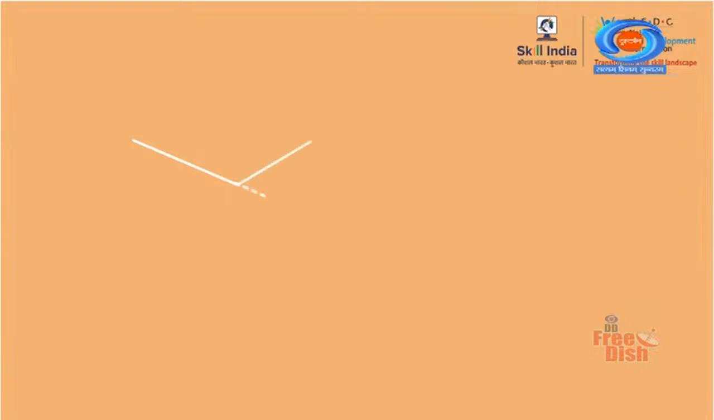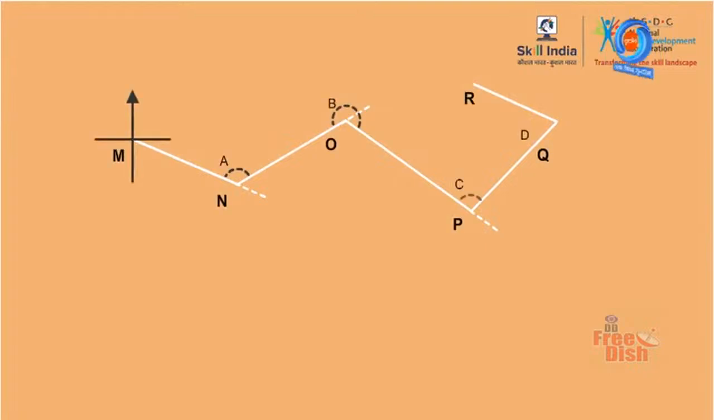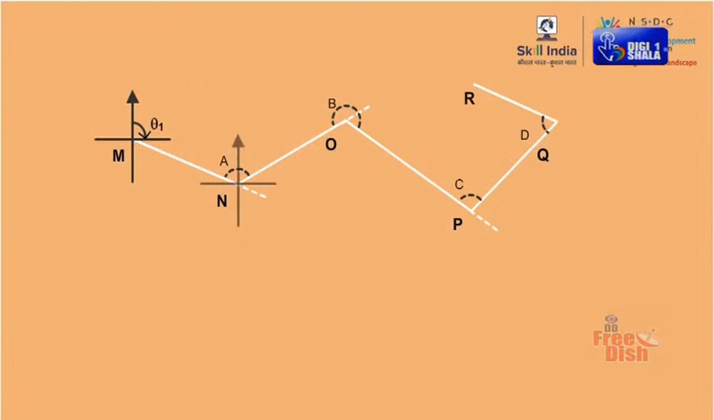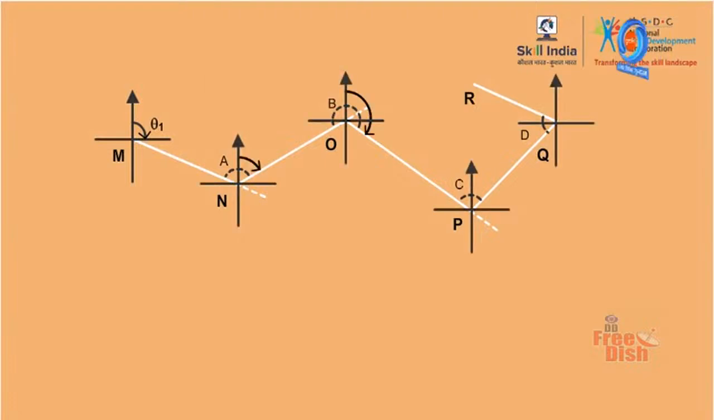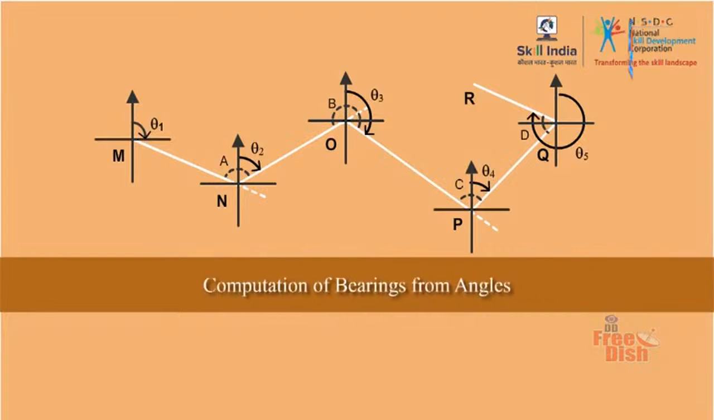Now, let us say you have a map or a plan which shows measurements of the included angles between successive survey lines and the measured bearing of the initial survey line. Based on these data, if you are required to calculate the bearings of the subsequent survey lines, how would you do it? Let us find out the answer by going through this module. Welcome!